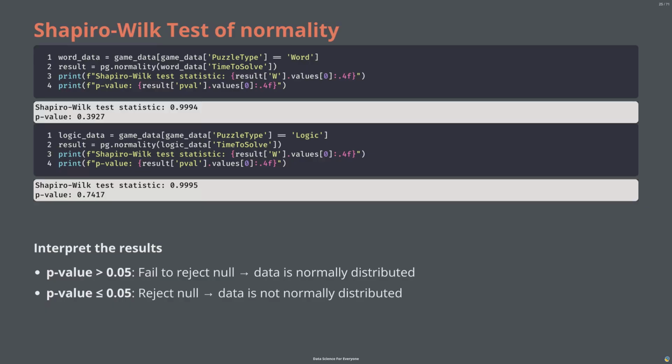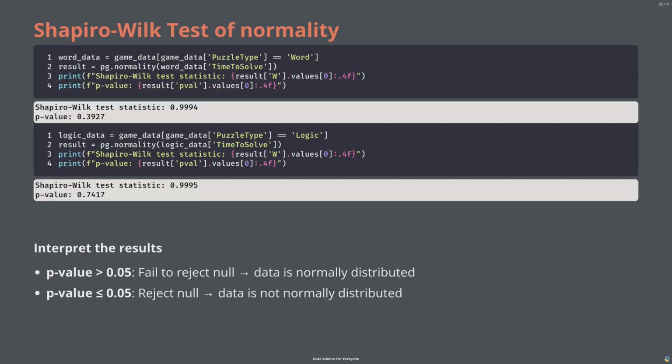If the p-value is less than 0.05, it suggests that the data significantly deviates from a normal distribution. However, the test can be overly sensitive with large sample sizes. In those cases, even tiny deviations might appear statistically significant. That's why it is often complemented with visual inspection like histograms or QQ plots.